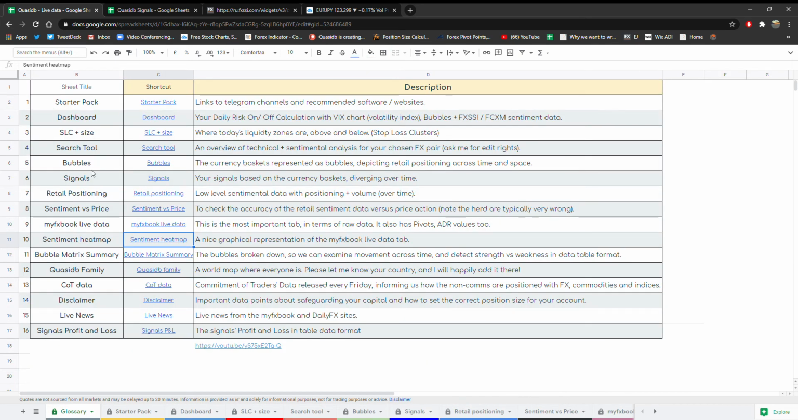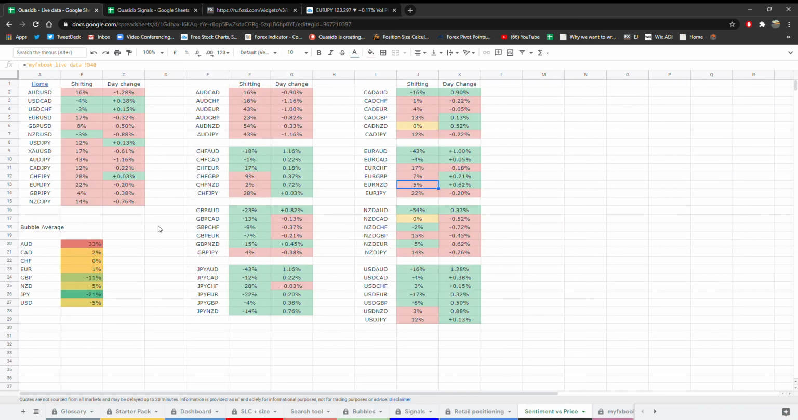And another one would be just to check the behavior. Now, the Aussie bubble is behaving well because when the retail go one way, they get punished. And they've gone long with the Aussie across all pairs. And what's happened? The price has fallen. Likewise, the yen is behaving well. And so we see the Swissy slightly misbehaving, but it's not too major.